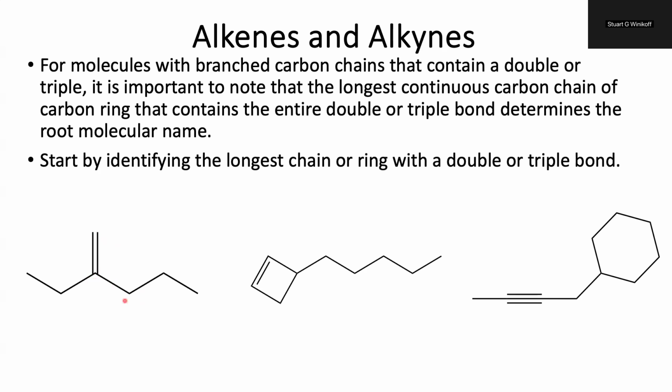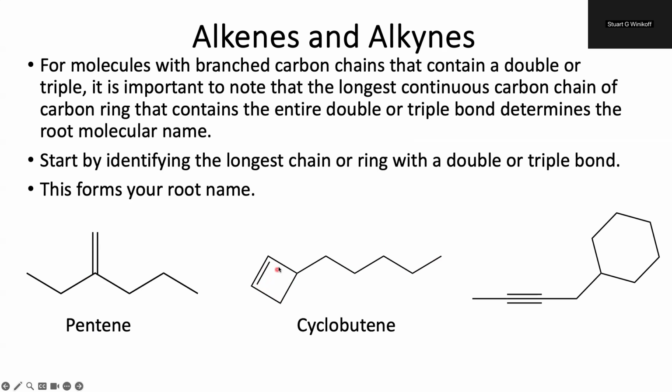So we're going to go ahead and start here and then work our way along. 1, 2, 3, 4, 5. So this is going to be my root name. It's going to be a pentene. Similarly here, I have a 1, 2, 3, 4, 5 carbon long chain, so that's a pentane. But even though it's smaller, I'm going to give the benefit of the doubt to the smaller cyclic alkene, so this is a cyclobutene. And here in this third case, I have a 4-carbon long butyne, which will get priority over the larger cyclohexane. So again, priority is going to go to the alkene and/or the alkyne.